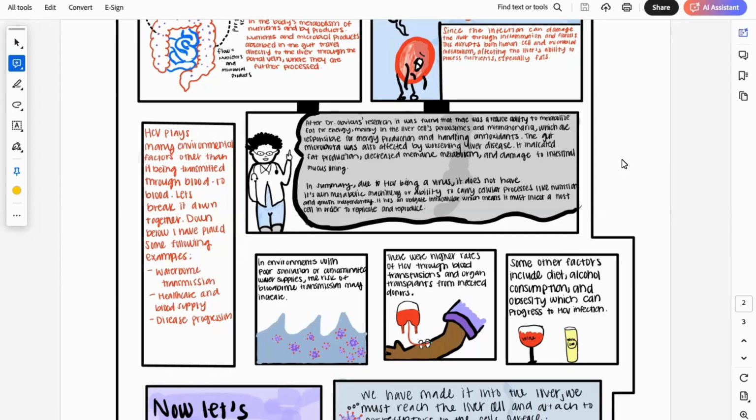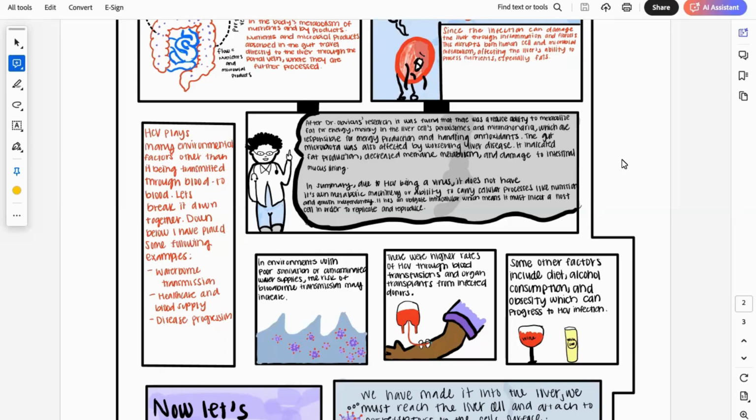In summary, due to HCV being a virus, it does not have its own metabolic machinery or ability to carry out cellular processes like nutrition and growing independently. It is an obligate intracellular parasite, which means it must infect a host cell in order to replicate and reproduce.